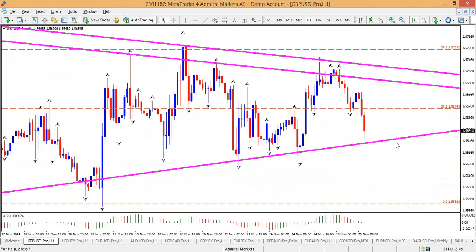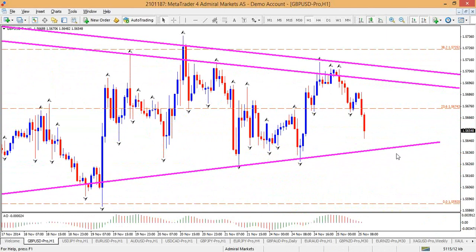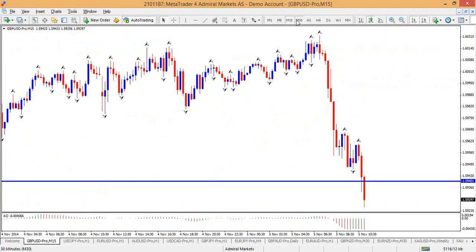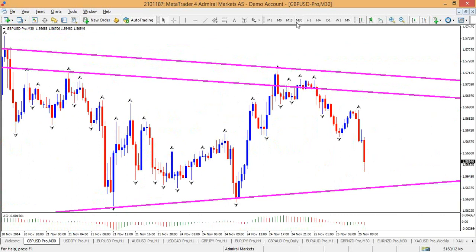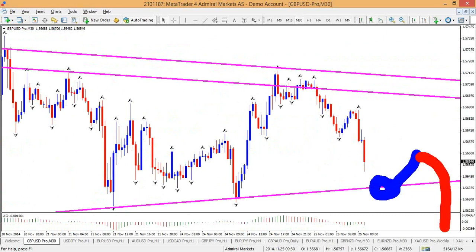The hourly could have the same criteria for the candle that should be below this trend line. Now, I would be surprised if price pushes through. I would like to see a bounce here and then price breakthrough.